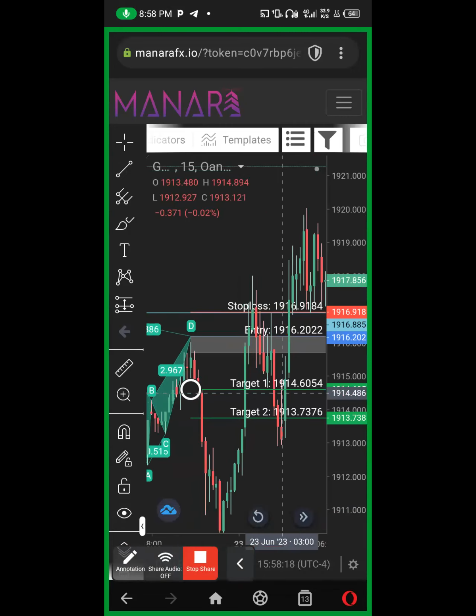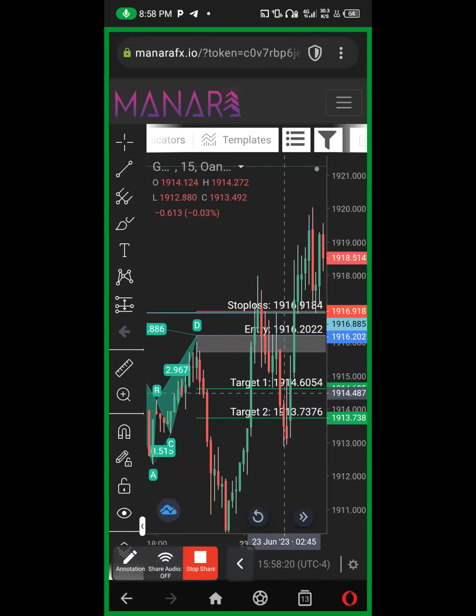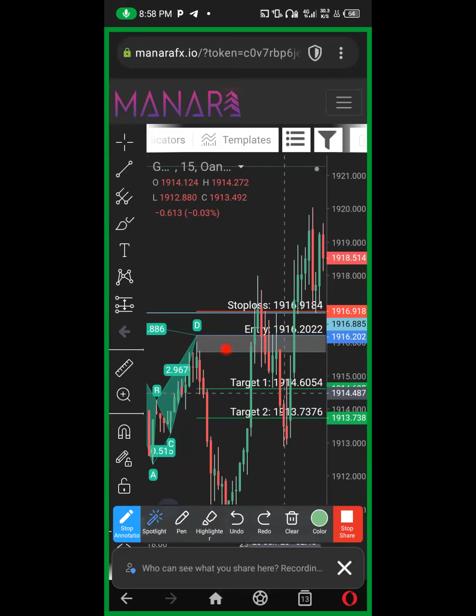Okay, this is it. So it came from here. Look at it. Look at the entry. Can you see the trade? It came from there. That D means that's the point of reversal.